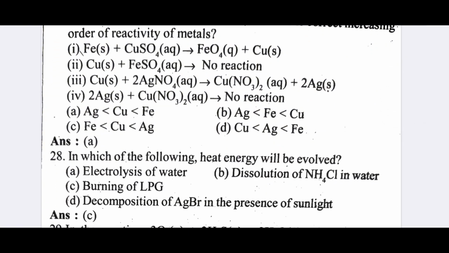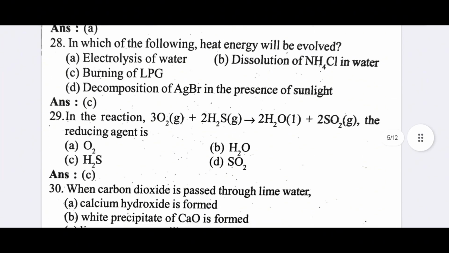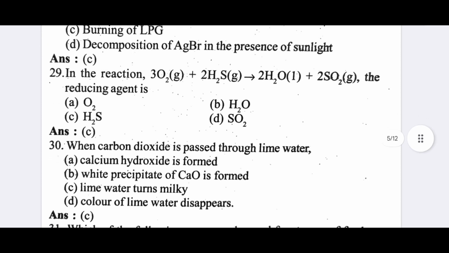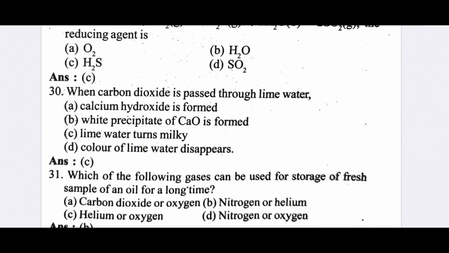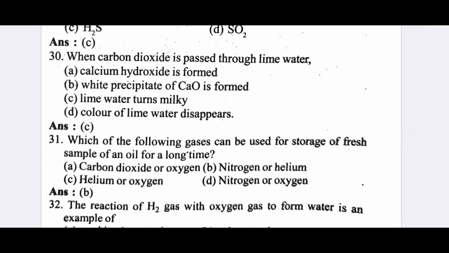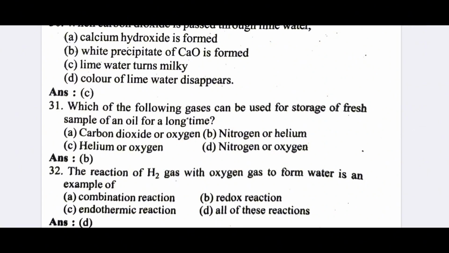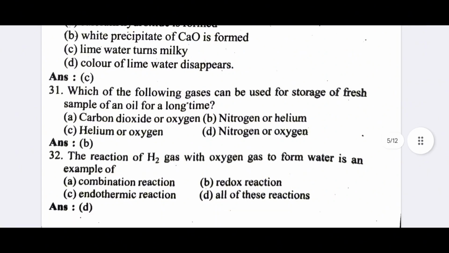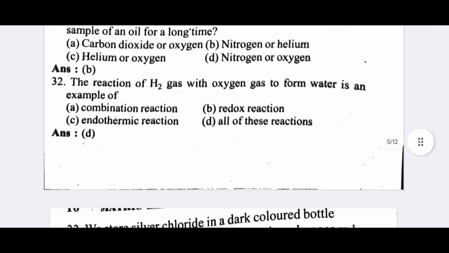In which of the following will heat energy be involved? C number, burning of LPG. In the reaction 3 oxygen and 2 H2S gives 2 H2O and 2 sulfur dioxide, the reducing agent here is C, H2S. When carbon dioxide is passed through lime water, answer is lime water turns milky. Which of the following gas can be used for the storage of fresh sample of an oil for a long time? Answer is nitrogen or helium. The reaction of H2 gas with oxygen gas to form water is an example of all of these reactions.